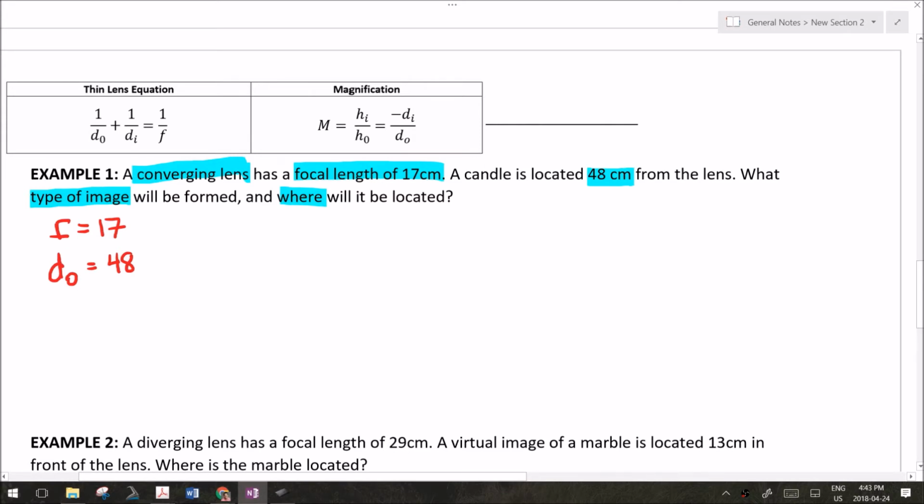So I can tell that by looking at the distance of the image. So if I know the distance of the image, I know where it is located, and if the distance is positive, I know I have a real image, and if it's negative, I know that I have a virtual image. This is what I want to find. So I have f and d_o, I want to find d_i. So in this case, I only need the first thin lens equation. I do not need the magnification equation. So I'll set up my equation by first writing it out.